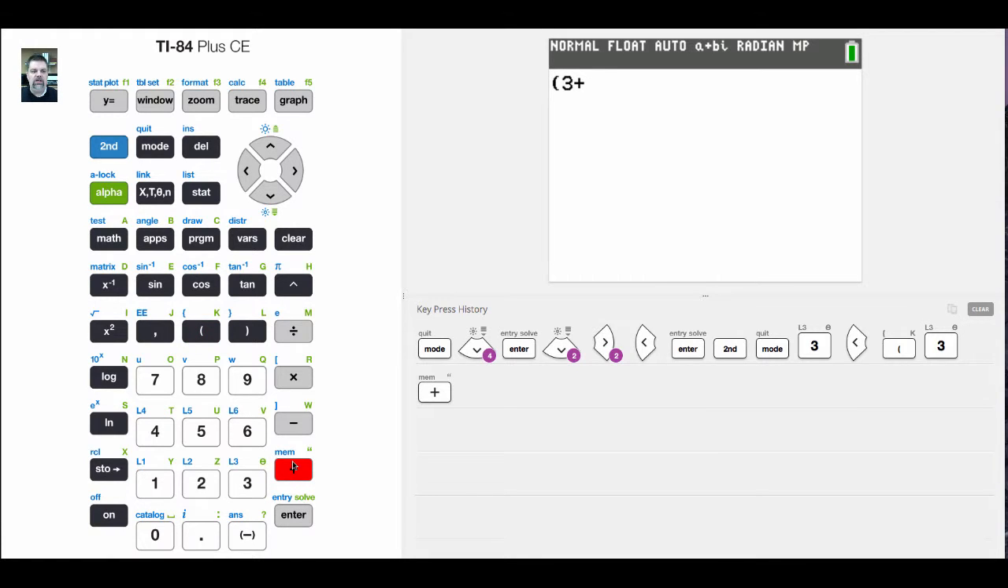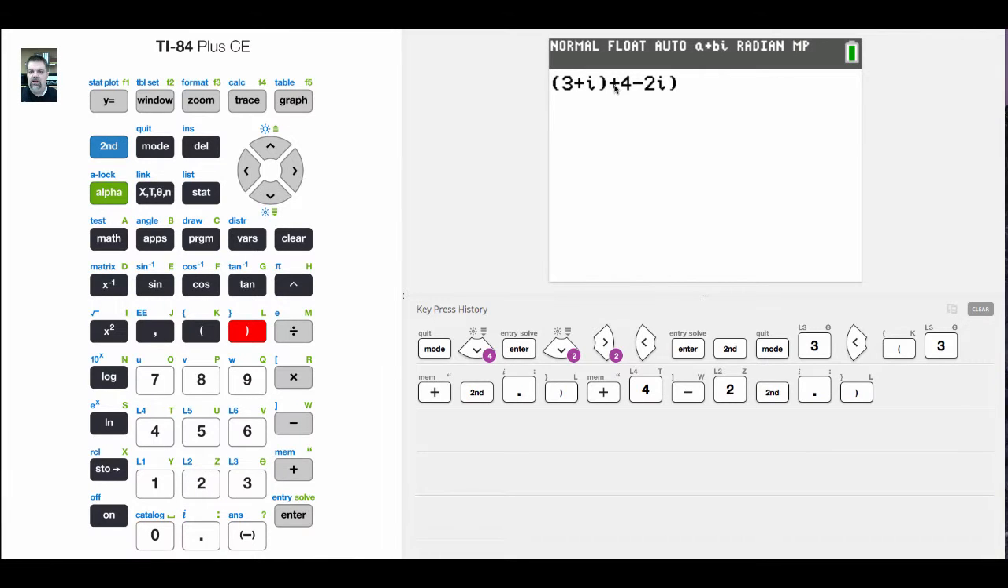If I say 3 plus i, which is second period, right? And then I add it to 4 minus 2i, your calculator recognizes, whoops, I forgot to put, I'm going to have to insert, second insert, parentheses. All right, cool. Your calculator recognizes this as a complex number.